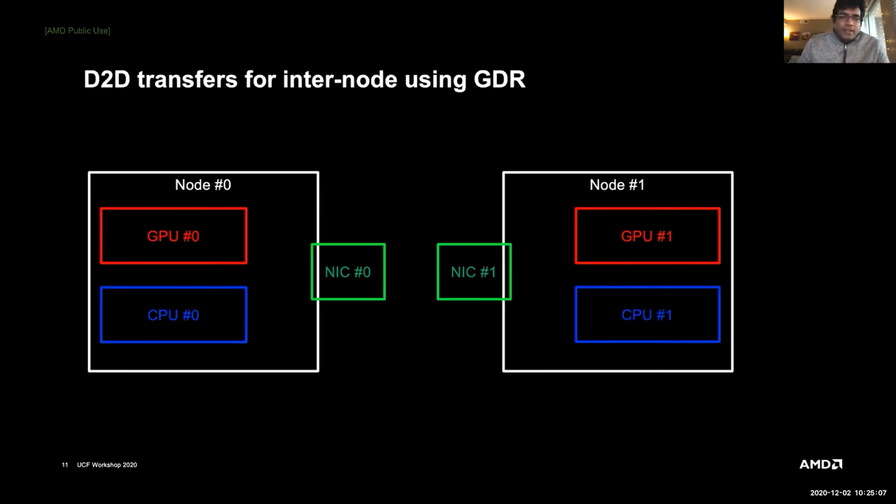So the next improvement is D2D transfers for internode using GPU Direct RDMA. So I'll just give some background. If we are trying to transfer some data from GPU 0 to GPU 1, the NIC can read it, send it over to this NIC, and then it can write to the GPU 1. So this is the default GPU Direct RDMA path.